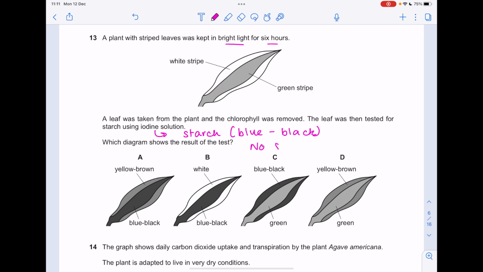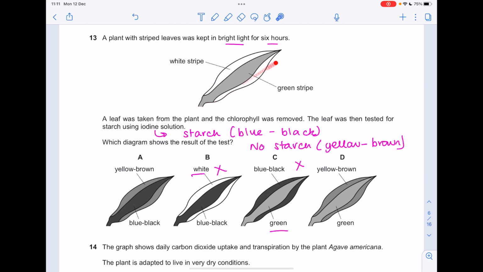If there's no starch, iodine goes yellow-brown or stays yellow-brown. So these are the sort of colours we're looking for. So that's why I'm going to get rid of B and C immediately because we've got the wrong colour combos. Then think about what's happening.